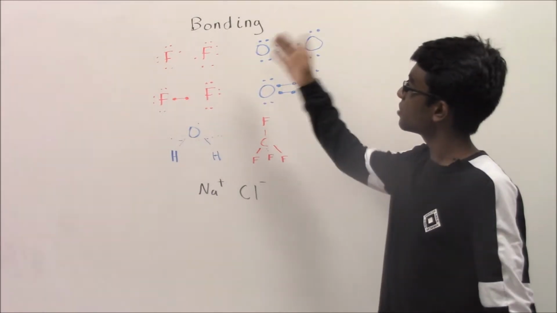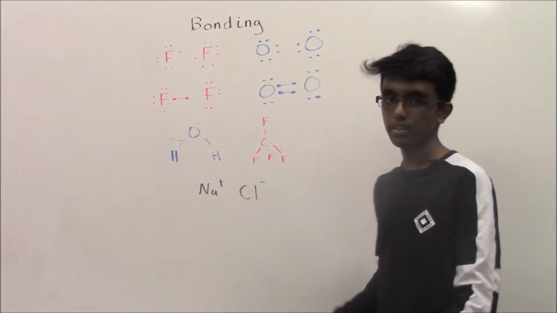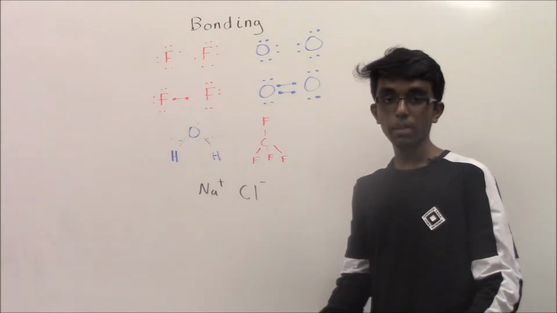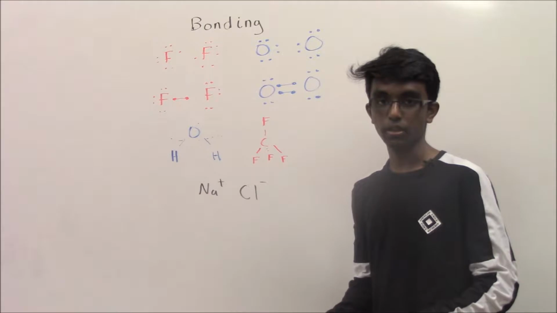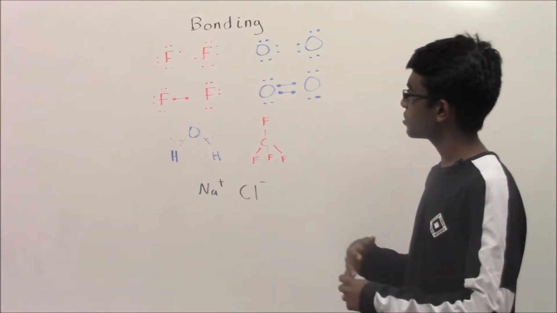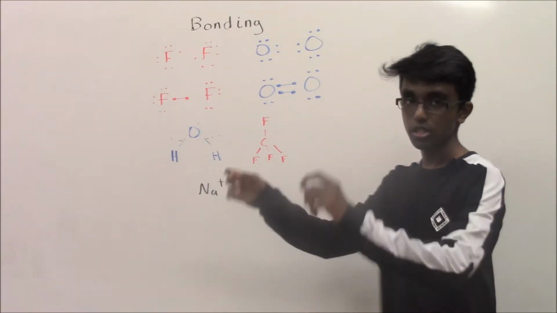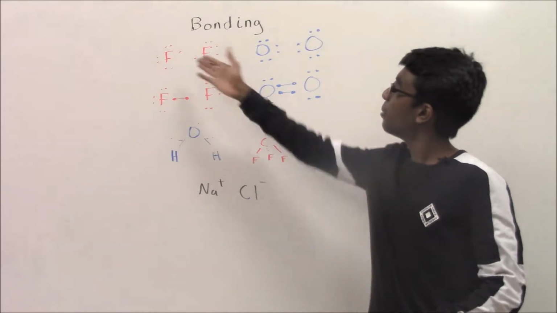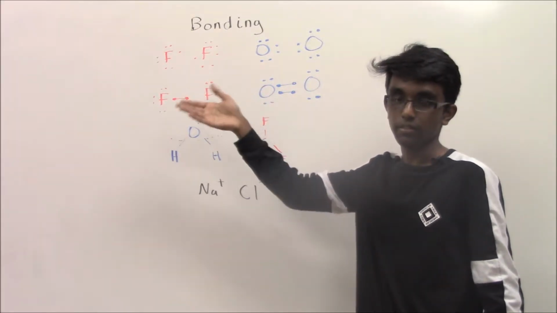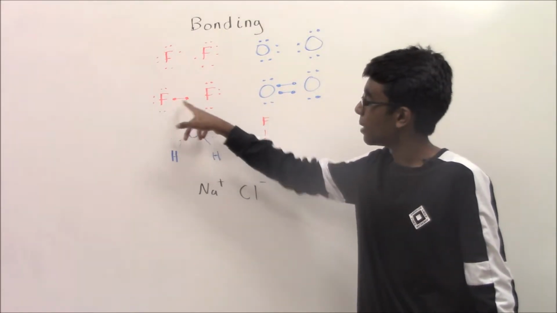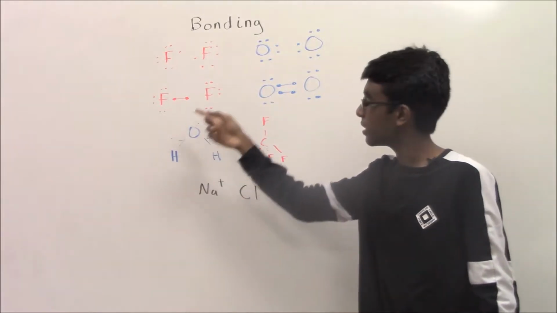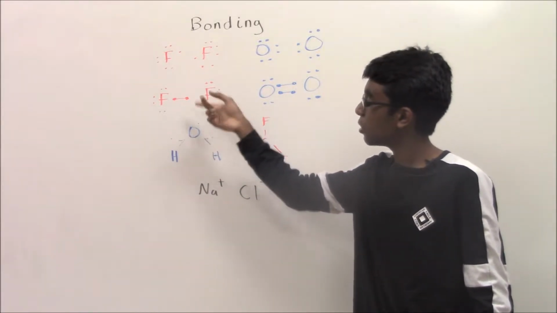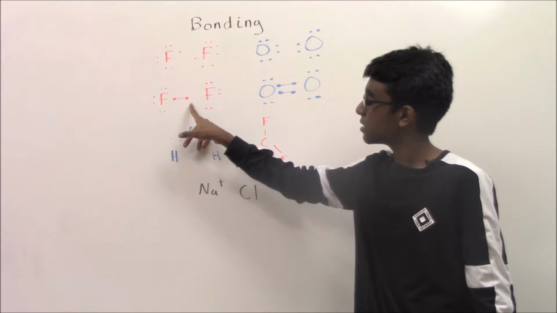Okay, so in the case of fluorine, fluorine has 7 valence electrons. Atoms typically want to have 8 valence electrons within their outer shell. So what they're going to do is share these electrons, and both fluorine atoms in this case can have 8 valence electrons. So they're going to form a bond. This is called a single bond because each fluorine atom is donating 1 valence electron.